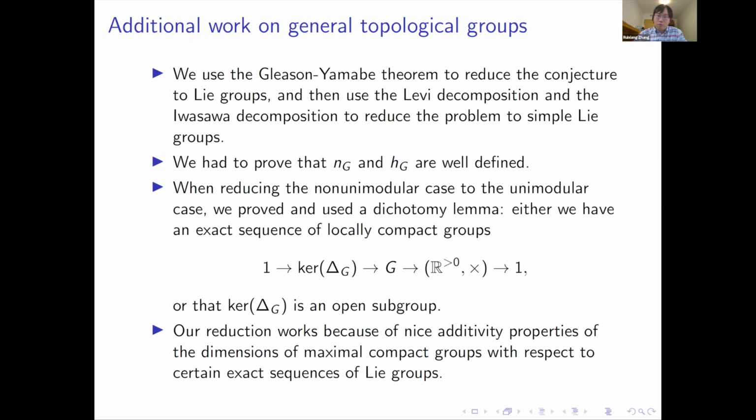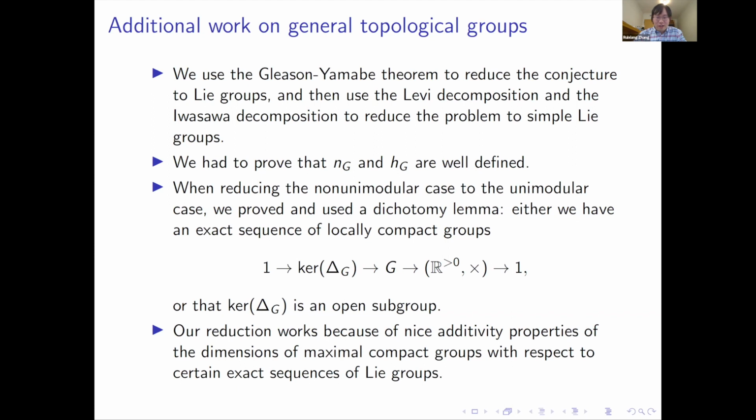And in our paper, we also proved that N and H are well defined. Those might be of independent interest. And actually, when reducing the non-unimodular case to the unimodular case, we had a little more technicality. We actually proved that either you have an exact sequence between them and R, or the kernel is an open subgroup where everything is very nice, because open subgroups, you can just replace the whole thing by it. But you need to do a little extra work in the non-unimodular setting when you have an open subgroup, but that's doable, similar to the previous considerations.